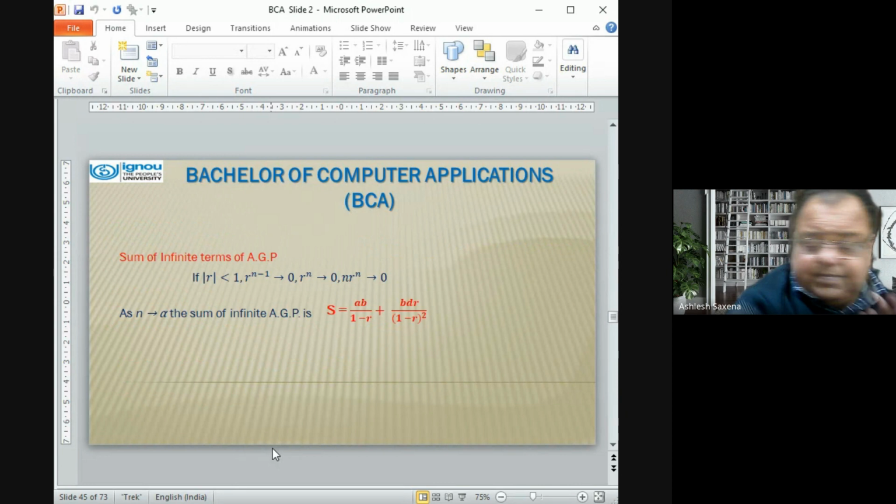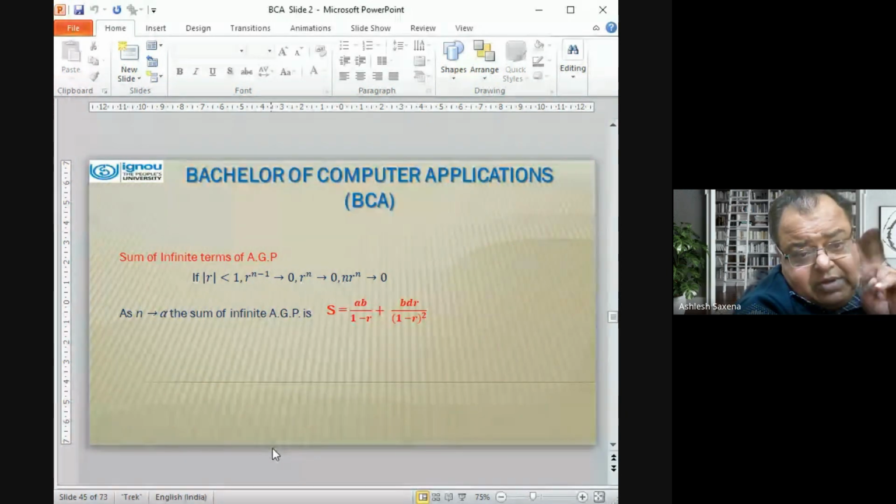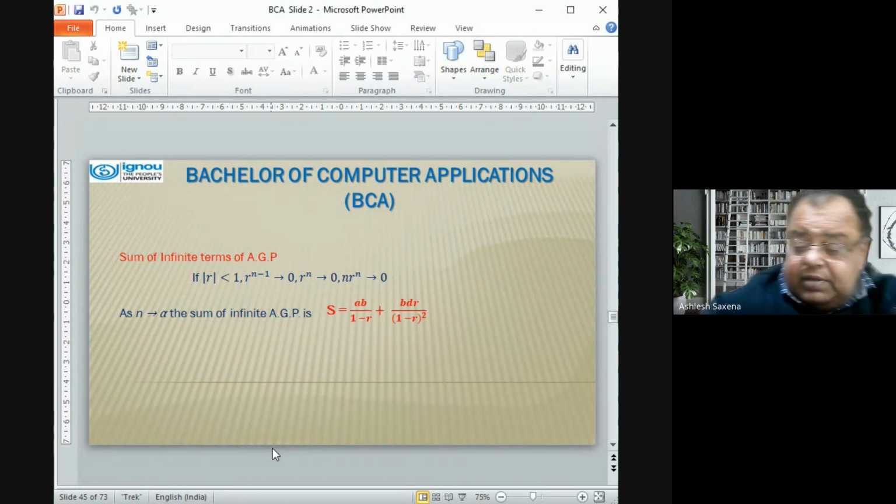Now here, as for infinity, I told you there will be two cases, r greater than 1 and r less than 1. If n tends to infinity, the sum of the infinite AGP will be this: a upon 1 minus r plus dr upon 1 minus r square. We'll see how.